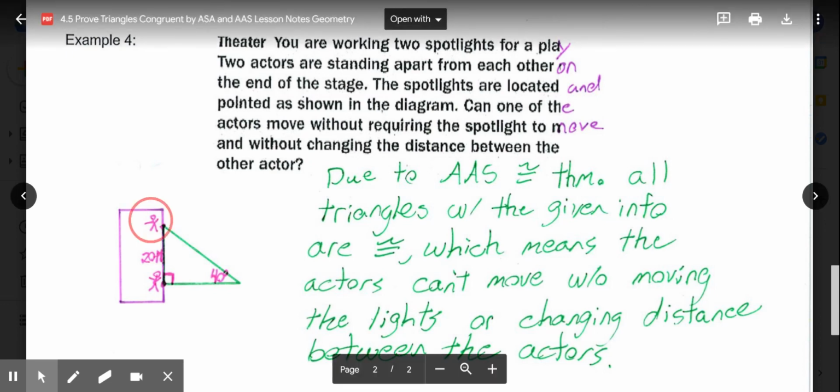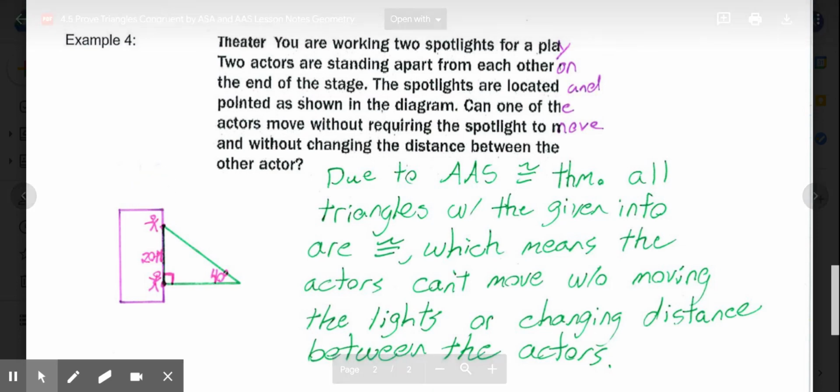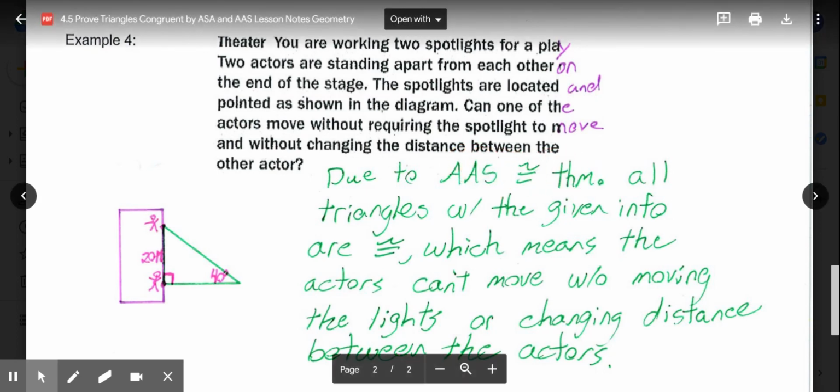No, because if this actor would move here, that would change the distance, even if that angle stayed the same. Or if he would move out here, that would change the distance and the angle of the spotlight. So because we have angle, side congruence theorem, if we would change one part of that, so move an actor in any direction, that's going to affect the rest of the setup.